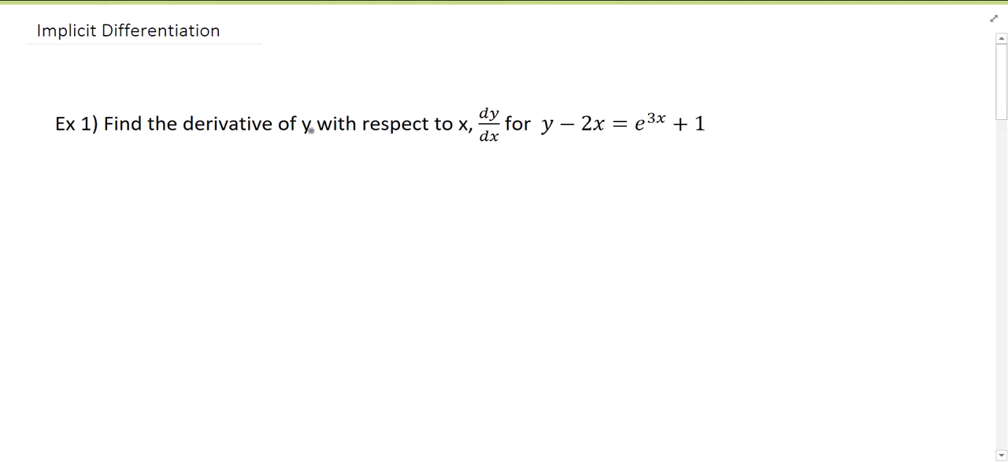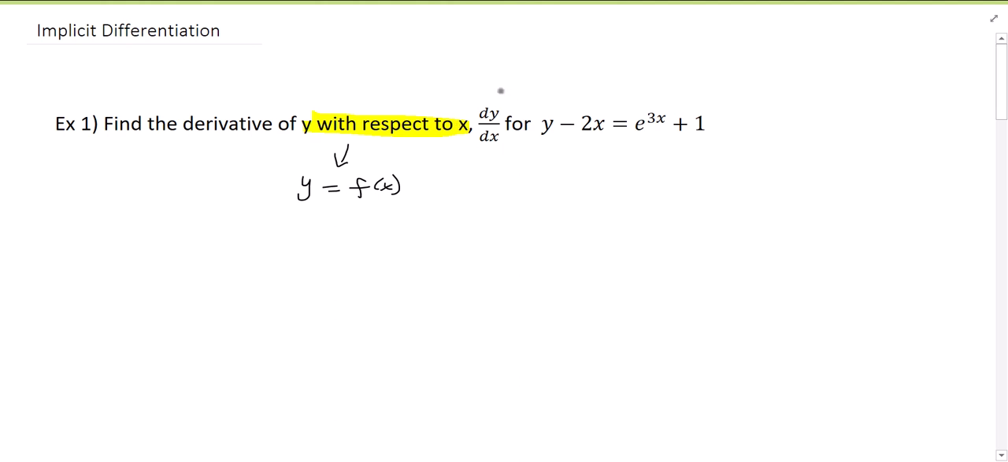In this video, we're going to discuss the concept of implicit differentiation. So we will start with this example. Find the derivative of y with respect to x, so dy dx, for y minus 2x equals e to the 3x plus 1. So when I look at this, find the derivative of y with respect to x, this lets me know that I can say y is a function of x.